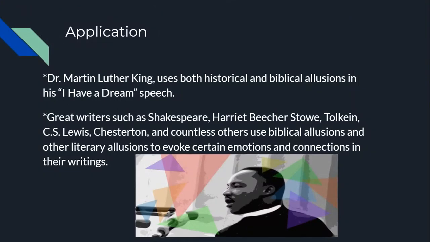Okay, application. Dr. Martin Luther King Jr., sorry, should have put Jr. up here. He uses both historical and biblical allusions in his I Have a Dream speech. He starts out with reference to Lincoln's 7 years ago speech and intersperses several allusions throughout. Most of the allusions he uses are biblical allusions.